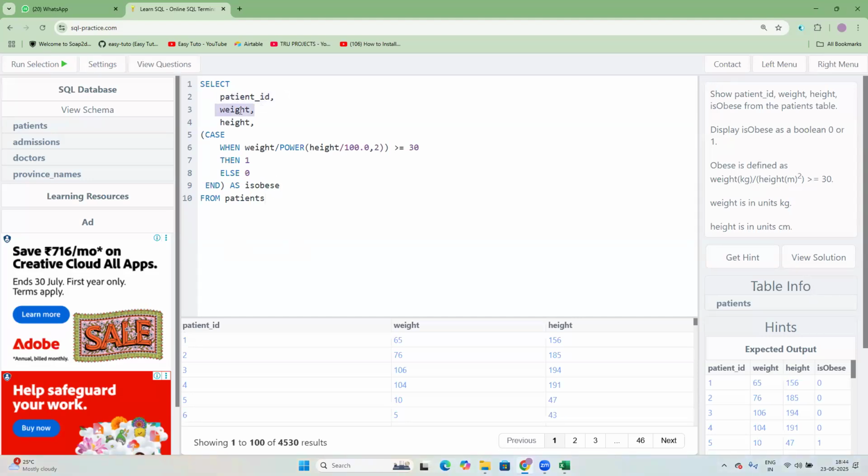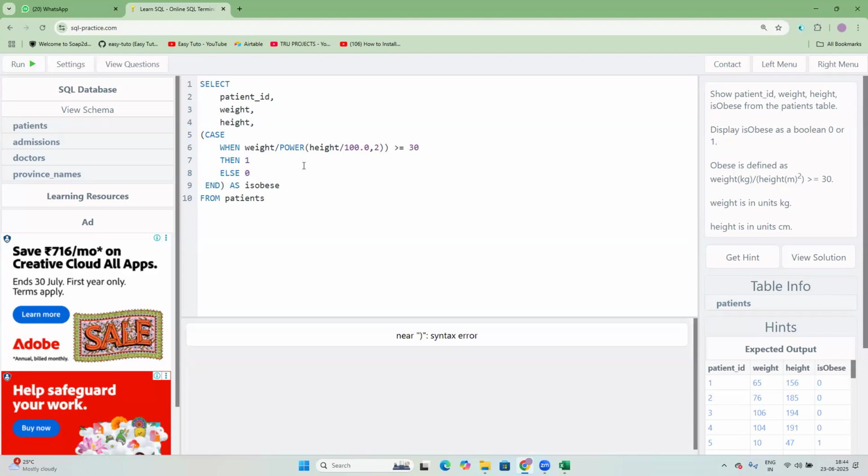I'm getting patient ID, weight, and height. And I'm writing a case statement where I'm saying when weight divided by height in meters to the power of 2 is greater than or equal to 30, then give me the answer as 1, else 0, because they want it as 1 and 0. As obese, that is the alias from the patient's table. That's it. I'll run this.